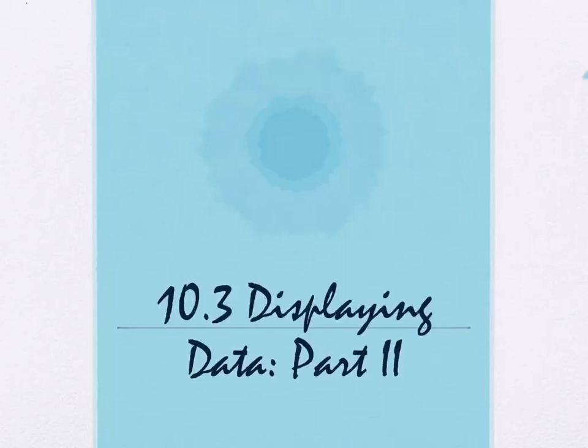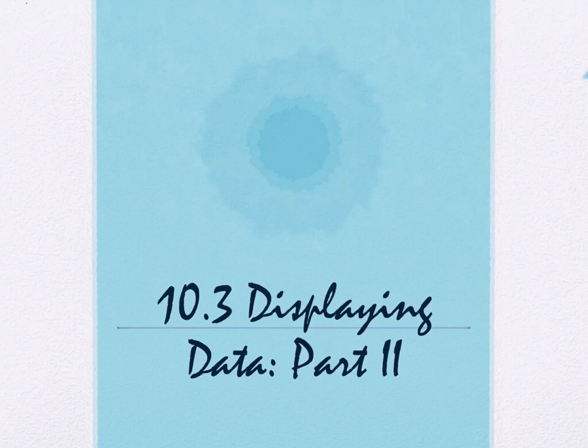10.3, displaying data, part 2. It's almost like part 3 because we've had 2 days of displaying data, part 1. It's always weird to title these sections. So we are going to continue looking at ways to give information about data by way of a graph. And these are separated on purpose to be done this way.